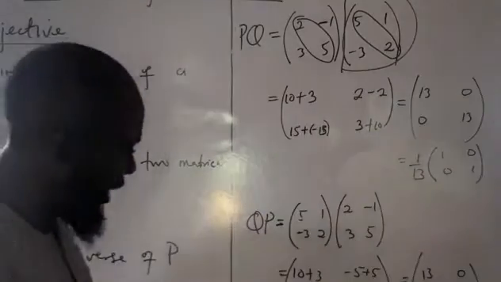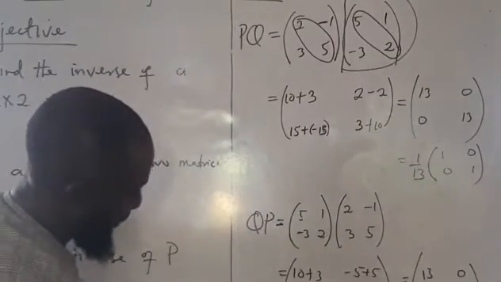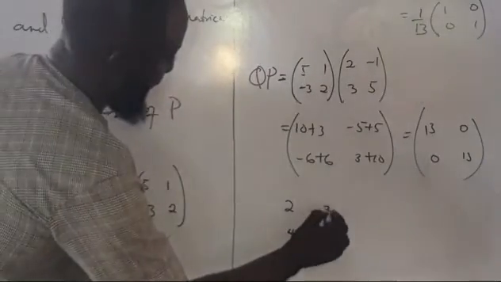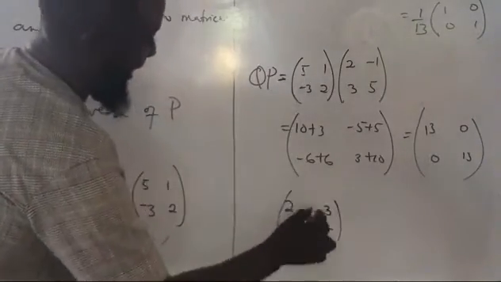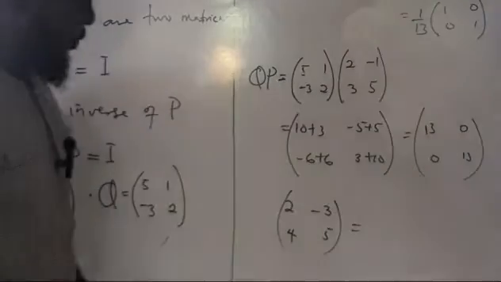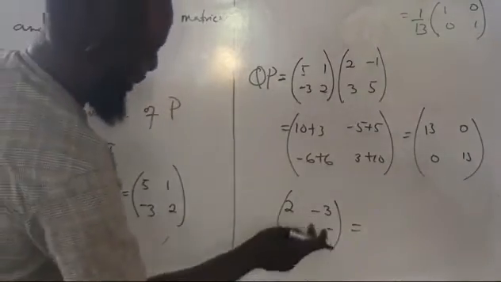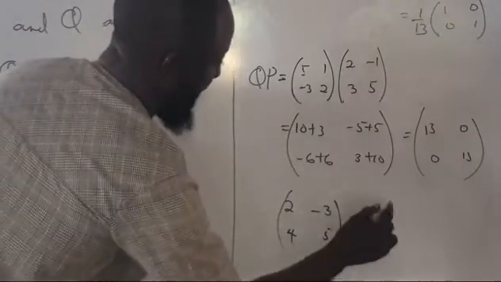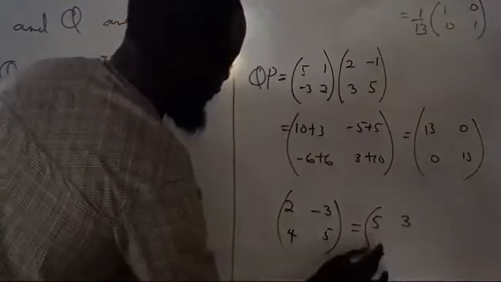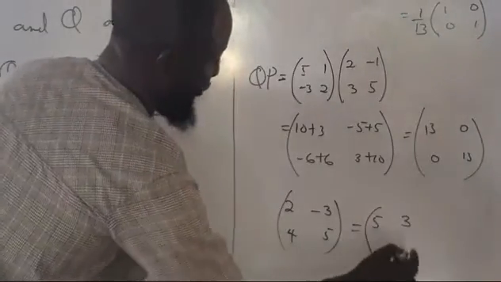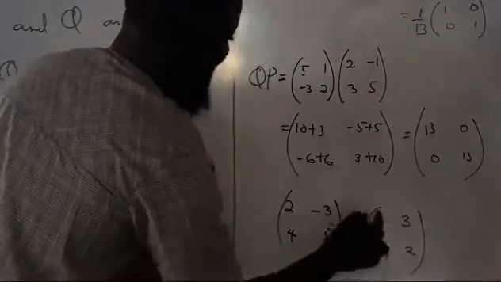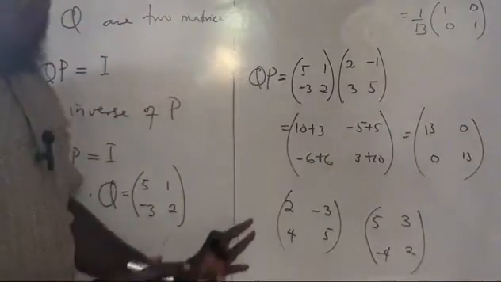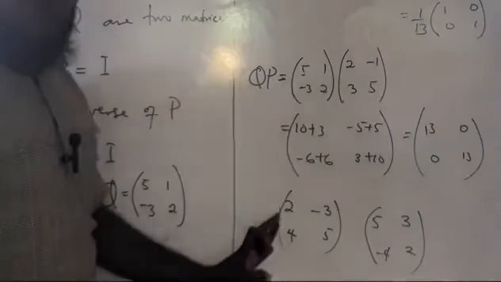So if you are given something, for example, if I should give you 2, 4, minus 3, 5, and I ask you to find the inverse of this one, what are you expected to do? Just interchange this one, change the sign of this one. So you change this one to 5, then you change this one to plus, you change this one to minus, then you change this one to 2. So this one is an inverse of this one. That is a simple explanation of inverse.